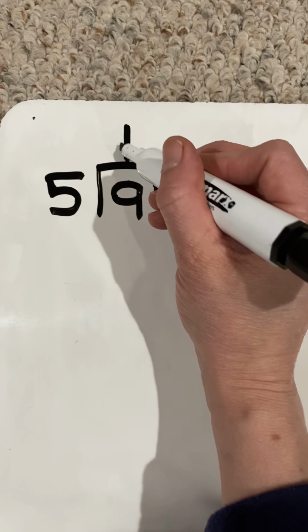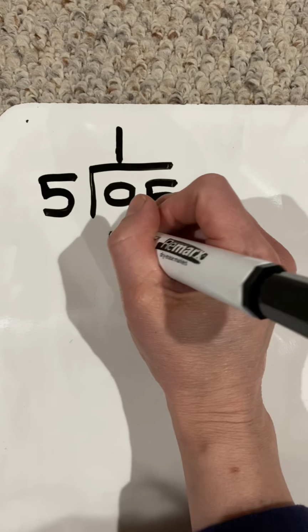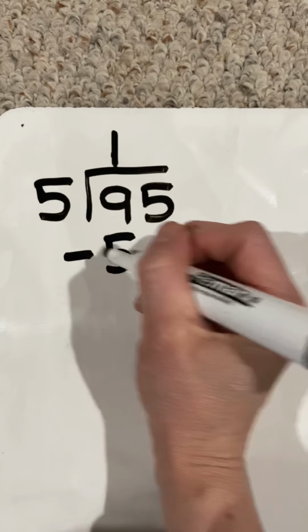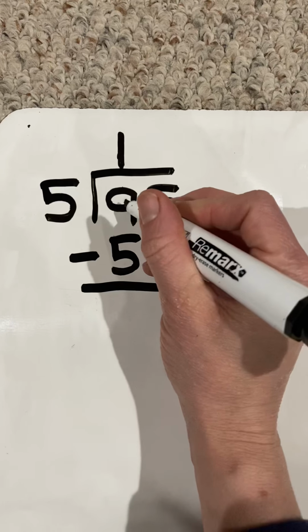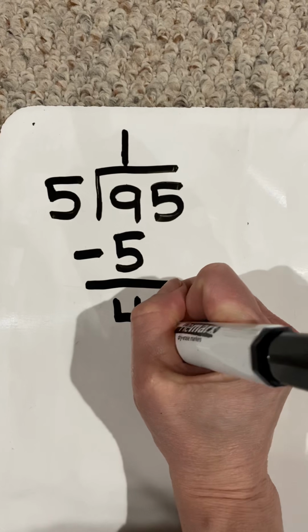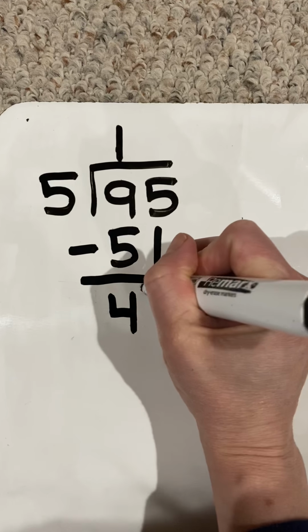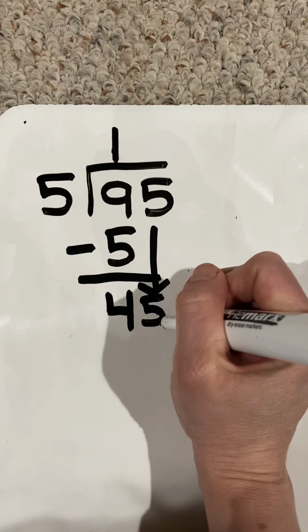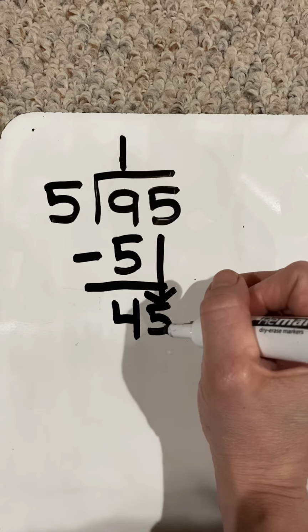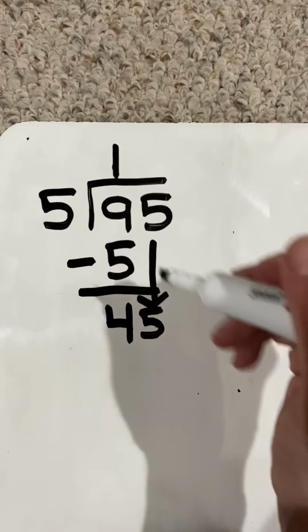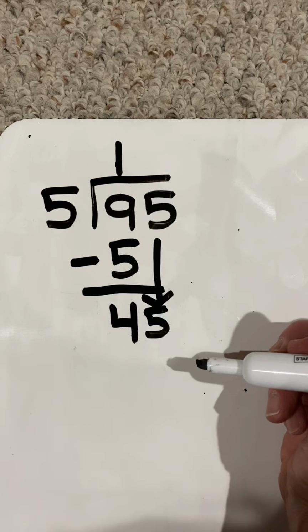Multiply down our division house. 1 times 5 is 5. My next step is to subtract. And when I do that, I'll have 9 minus 5, and it equals the difference of 4. I'm going to bring down my 5. I now have a new number, and it's the number 45, and I'm going to ask myself what 45 divided by 5 is. In other words, how many groups of 5 are in 45?